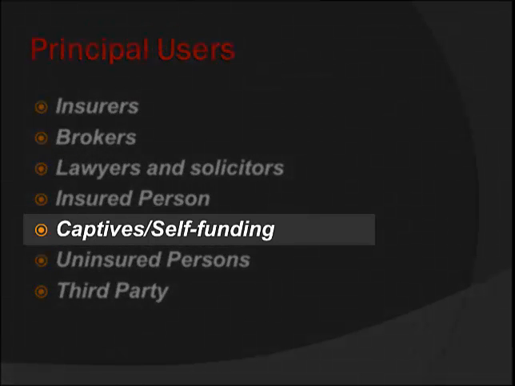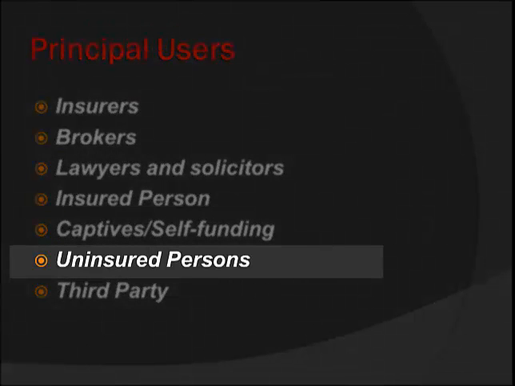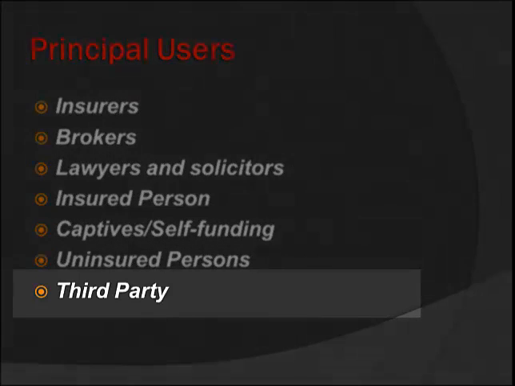Captives and self-funding organizations. The purpose of a captive and self-funding is to reduce the total cost of insurance by self-insuring up to a certain limit. In such cases, organizations often instruct investigators and adjusters who are known to minimize the effect of claims cost. Uninsured persons. Occasionally, an uninsured person may attempt to recover the cost of damages from a third party, in which case he may instruct an investigator or adjuster to assist him with establishing the quantum before initiating action against the tortfeasor or guilty party.